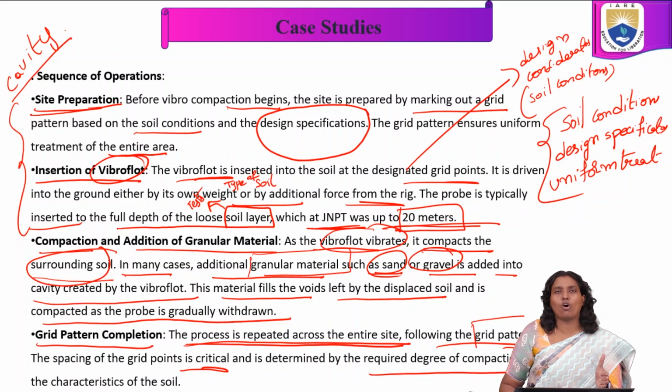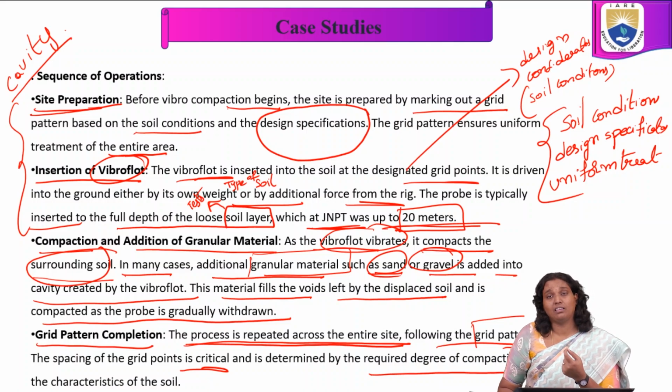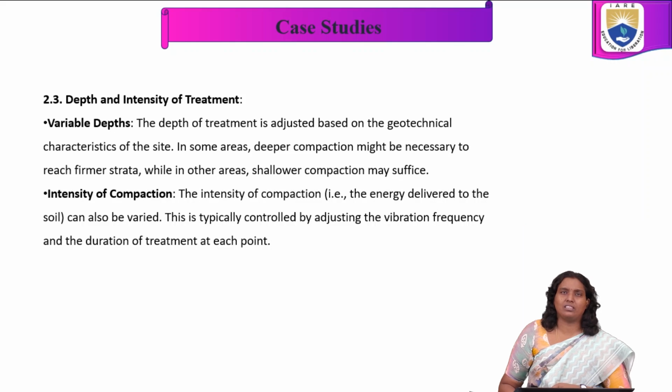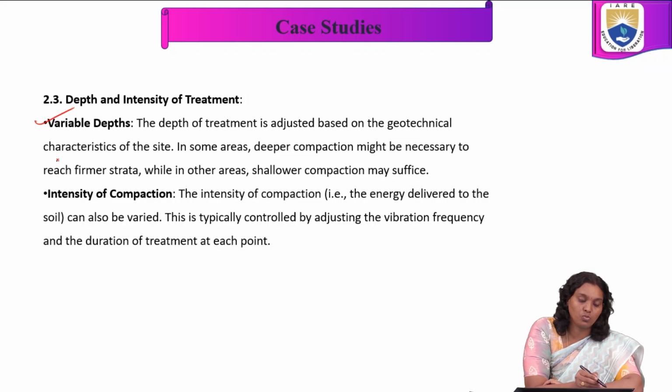These are the sequence of operations presented in vibro compaction. The site is prepared, you insert the vibro float, and after compaction is done, the same procedure is repeated throughout the area. So this is the sequence. Now, the depth and intensity of the treatment. How much depth? The same depth is not required in the entire area. So we understand the variable depth and the intensity of the compaction in those two points.